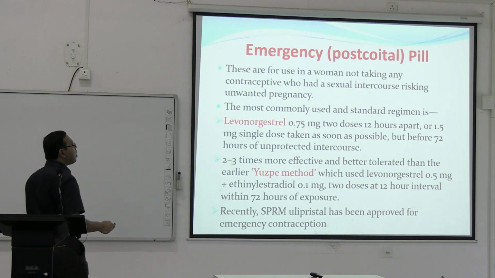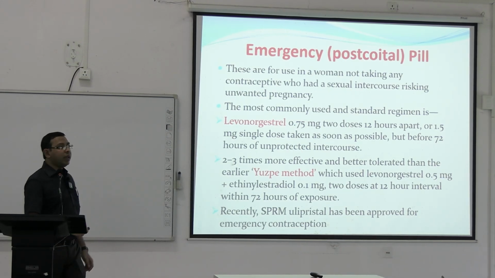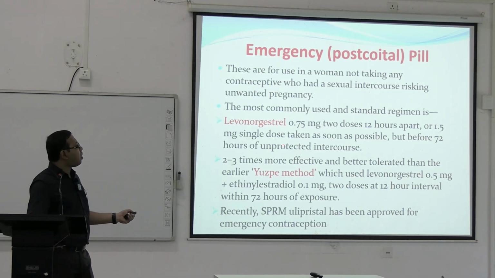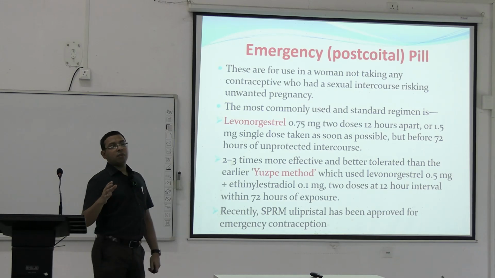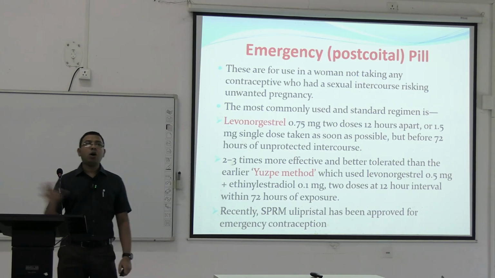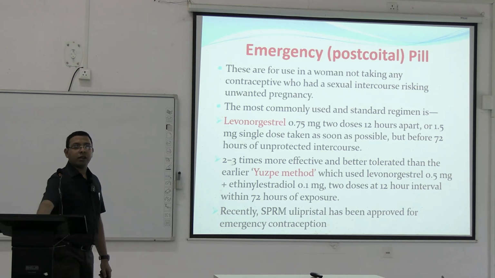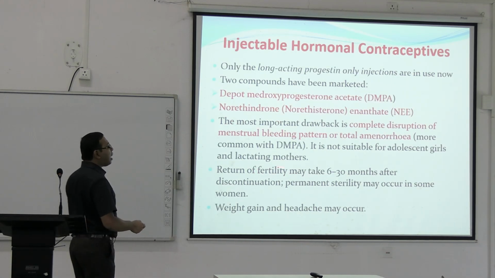Levonorgestrel 0.75 milligram, 2 doses 12 hours apart, or 1.5 milligram single dose taken as soon as possible, but before 72 hours of the unprotected intercourse. After 72 hours, this emergency contraceptive pill will not act. It will act only within the 72 hours of the unprotected sexual intercourse. It is 2 to 3 times more effective and better tolerated than the earlier method.